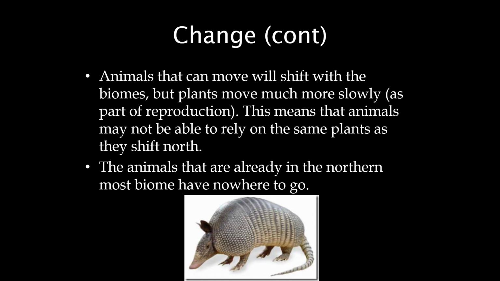A lot of animals are shifting farther north. The armadillo used to be the quintessential Texas mammal, and now you can find them up in Kansas and Nebraska.